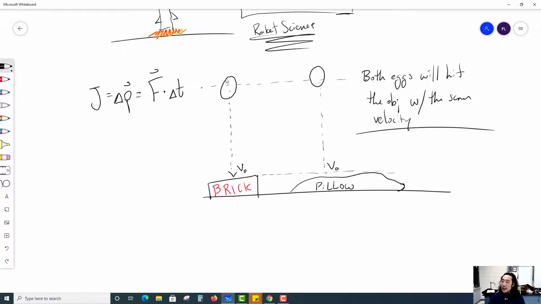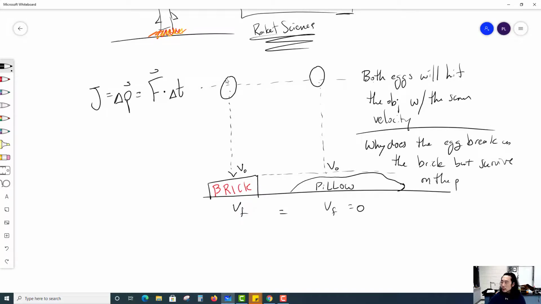But another thing that we should talk about is the final velocity. There's going to be a final velocity for both of them as well. All right, so they both share a VF of 0, because they both come to rest. So the question is, why does the egg break on the brick but survive, hopefully, on the pillow?